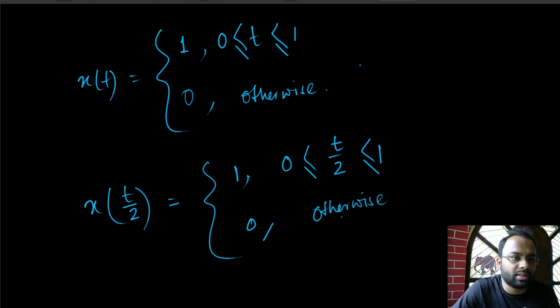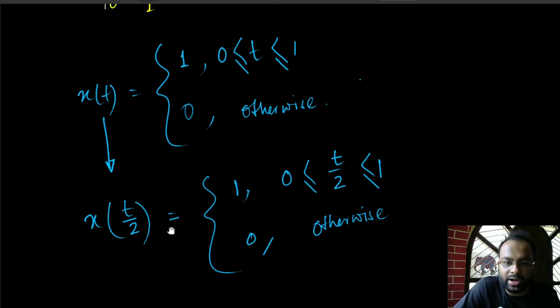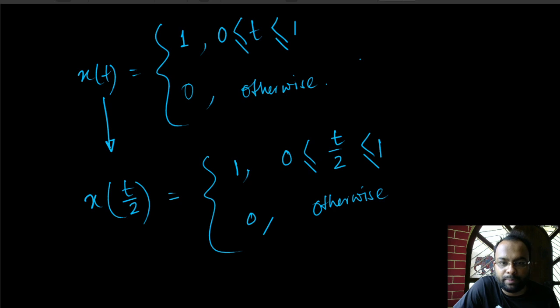If this is something you can follow, let me know. So from this signal, I want to get this signal. How do I do that? Let's do it mathematically. And how do I deal with it mathematically? By just simply putting t by 2 instead of t.